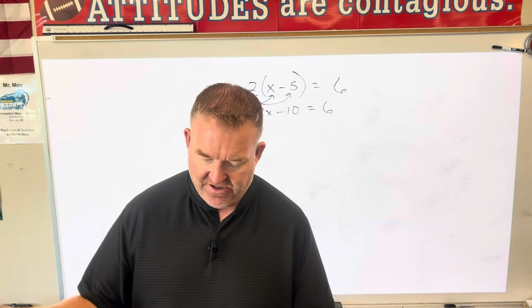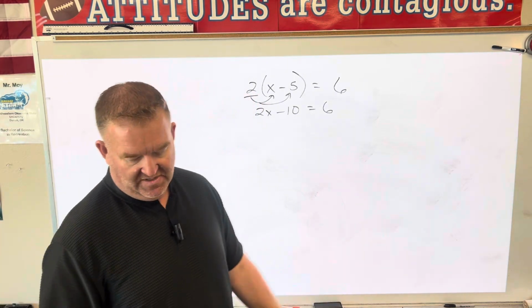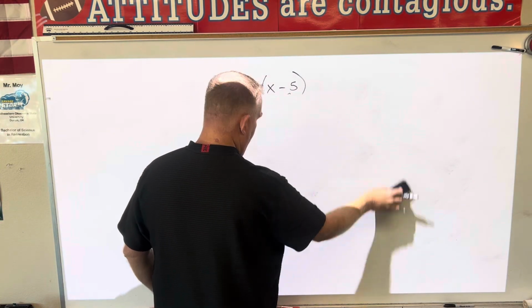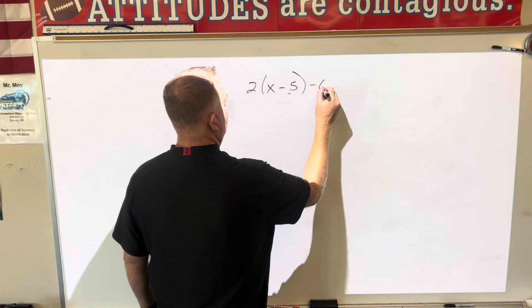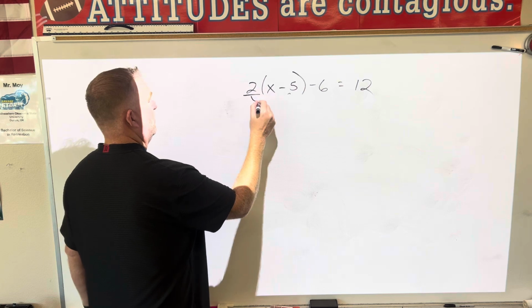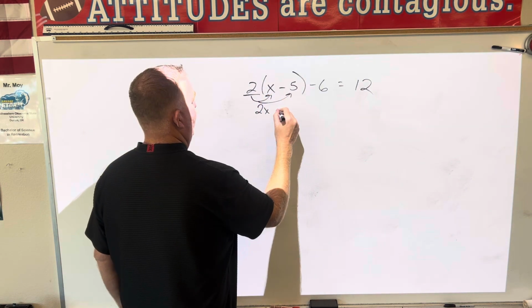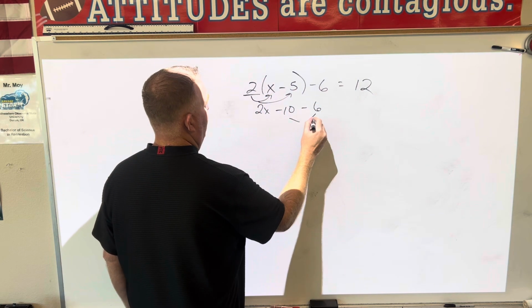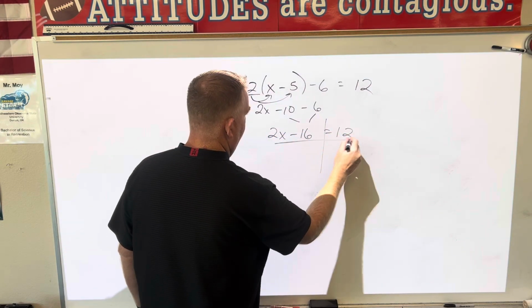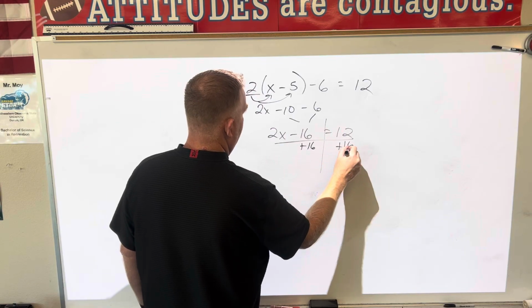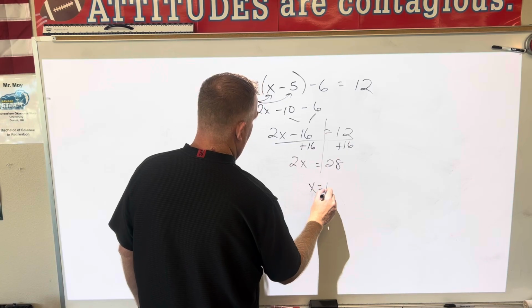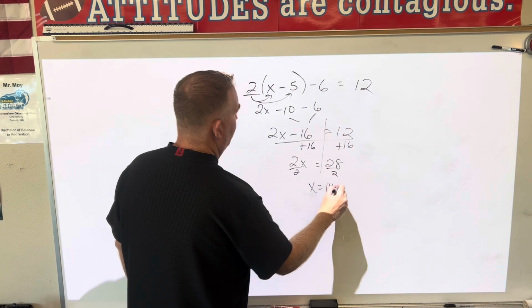What is the solution to that? Good. Next one, sort of the same thing. So now you've got another one that looks like that, but they're going to add like minus 6 equals 12. So now they're going to distribute: 2x minus 10 minus 6. So now we've got to combine that and get 2x minus 16 equals 12, and then we solve it. Plus 16, 2x equals 28, x equals 14 because I divided by 2. Okay.